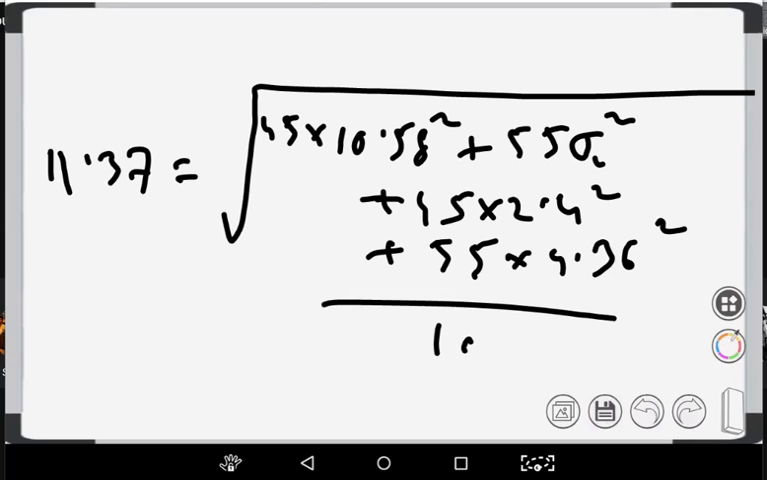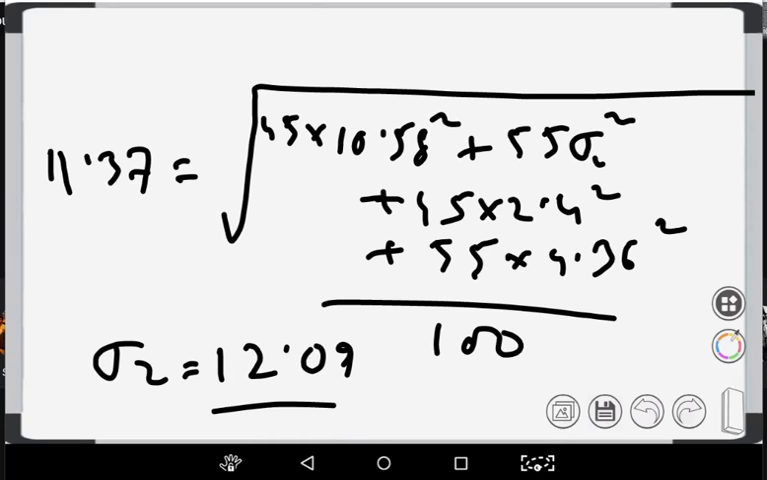whole by 100. From here, simplify and you will find out sigma 2 is how much. I have said 12.09. How do you solve it? First square it, then cross multiply by 100, then subtract, then simplify.